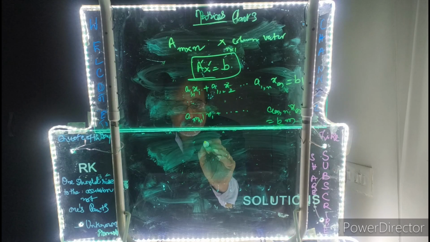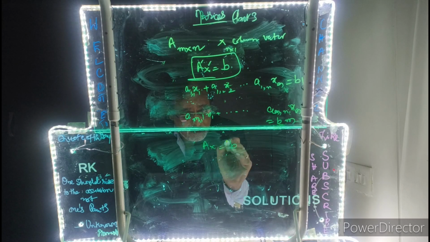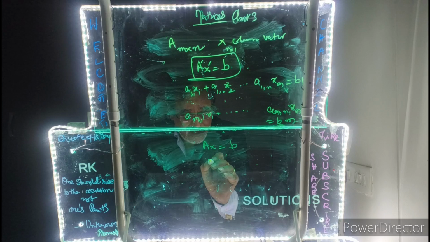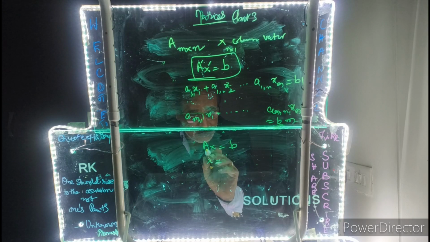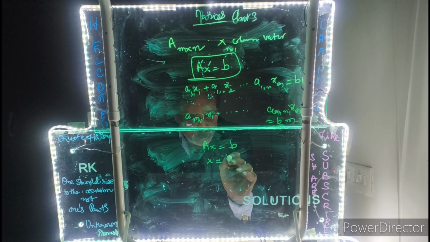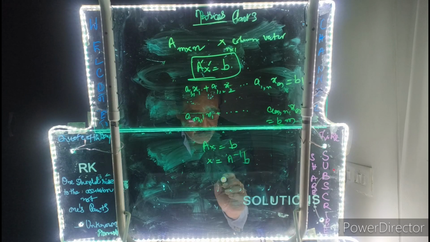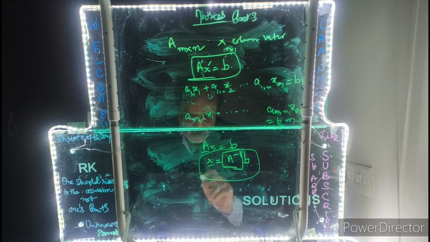How do we solve the equation Ax equals b? So what will be x here? If you take A to the other side, that will become A inverse b. So you can compute the inverse of this matrix and multiply it with b. That will give you the value of x.